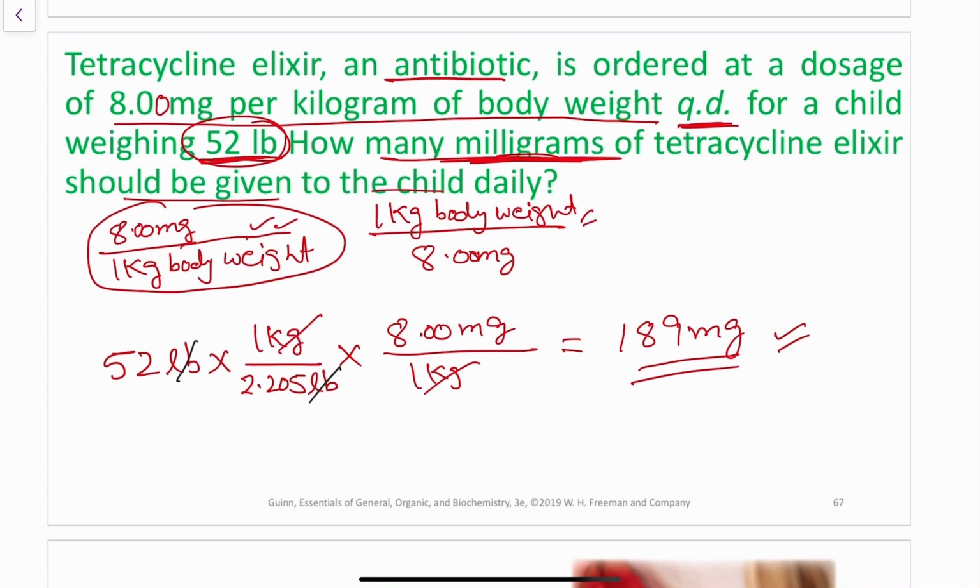So basically, to solve this kind of problem, you always make a conversion factor from the dose, like we did over here. And once we made the conversion factor of the dose, see whether the weight of the child or the patient is given in kg or something else. If it's something else, you have to convert that unit of the weight into kg. And then once you convert it, use the conversion factor of the dose to solve the problem. So this is how you normally calculate the dose problems.